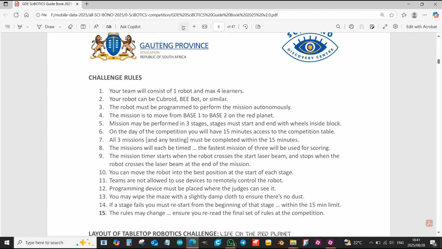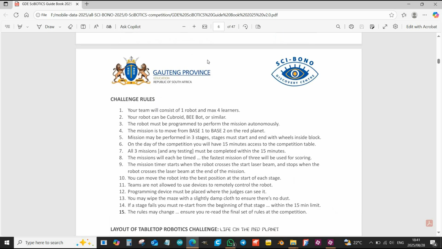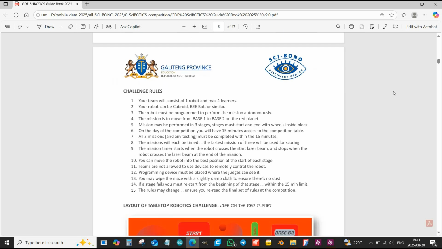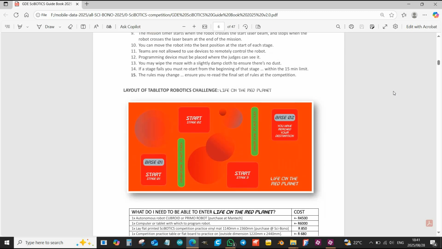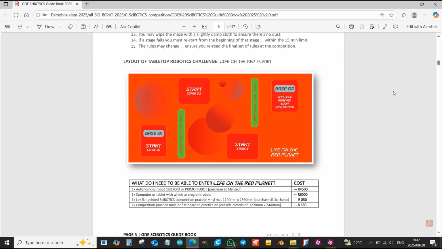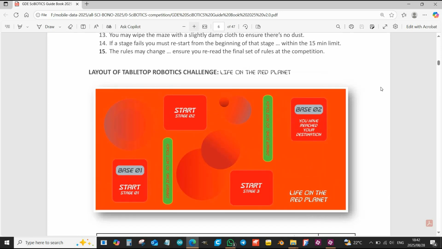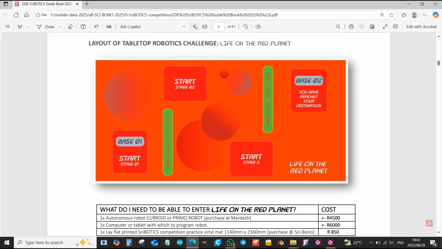Your team will consist of 1 robot and maximum 4 learners. You may have reserves in your team, but they're not part of the official team. They are reserves. So if one member of the team can't make it on the day, you can still have 4 learners at the competition as part of the official team.